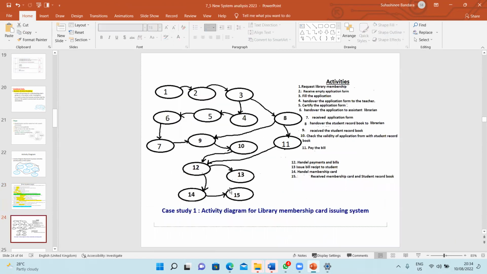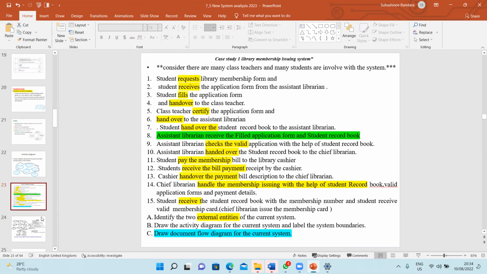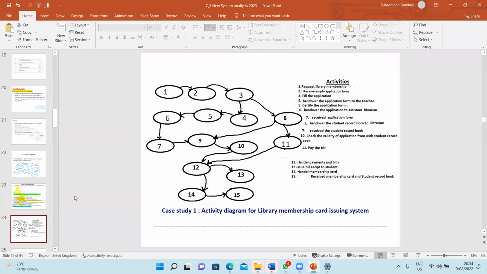Now this is mapping this. That means we are not going to write the entire thing. We will make it as a summary with the keyword. Issuing bill, sending receipt, likewise. Okay. So if you want, just look at it again. 15th one, receive the student record book. The final one, receive the membership card and student record book. Okay. So now we are going to write up to this.